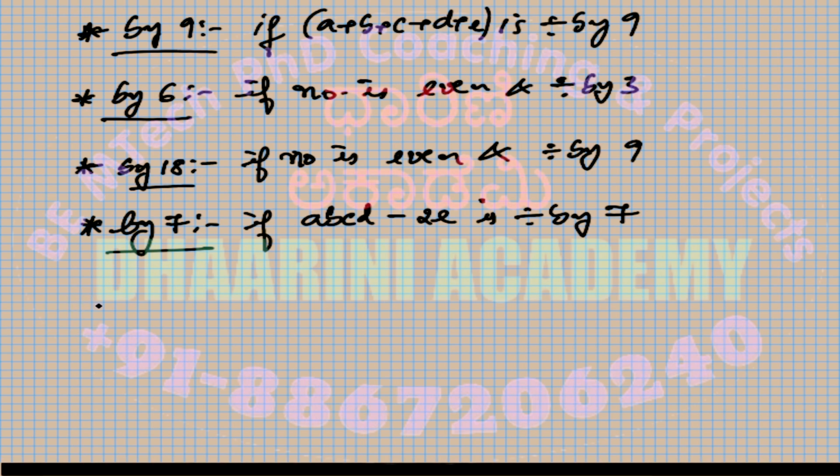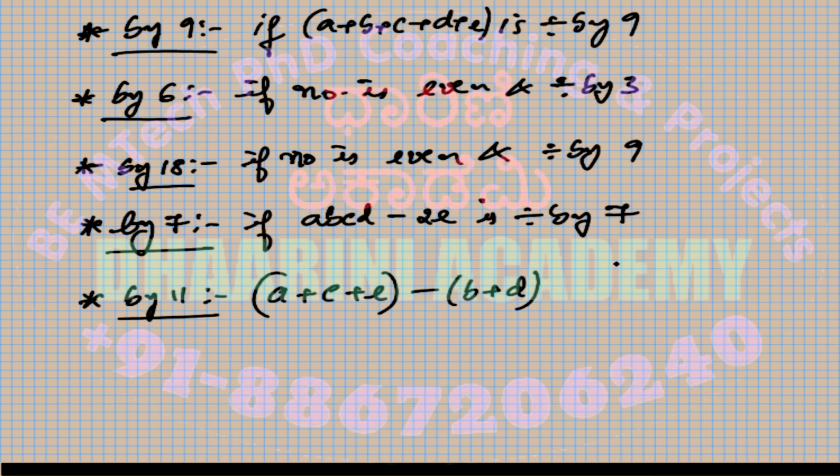Okay, my next condition is is it divisible by 11? Okay, so sum of the digits in the odd places, that is a plus c plus e, minus, right, you have to perform the odd places minus the sum of the even places, that is b plus d. This answer, right, is divisible by 11. If that is the case, yes, your answer is divisible by 11.